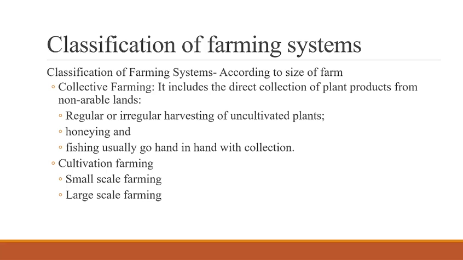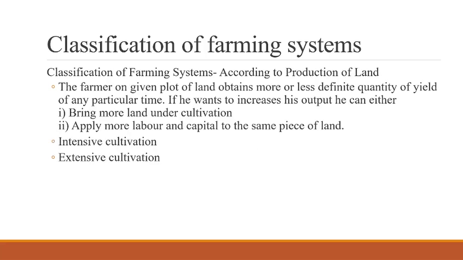The second classification is according to the production of land. The farmer on a given plot of land obtains more or less definite quantity of yield of any particular time. If he wants to increase his output, he can either bring more land under cultivation or apply more labor and capital to the same piece of land. Here we are talking of intensive and extensive cultivation.